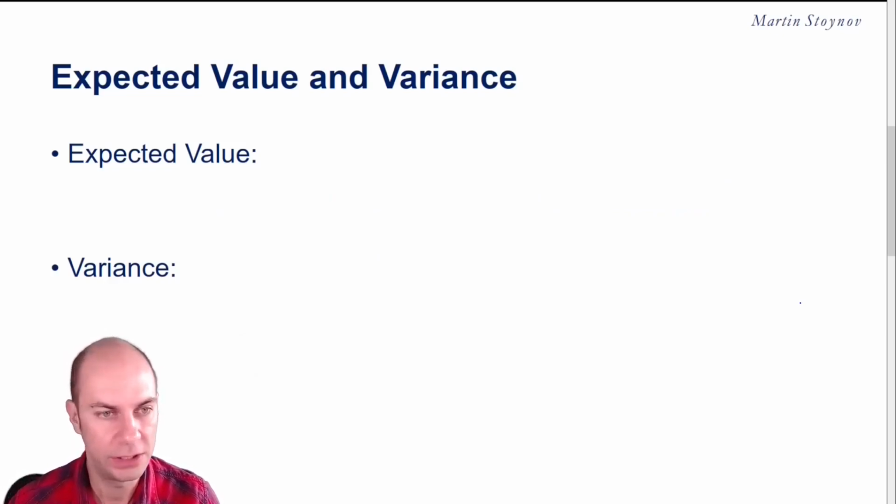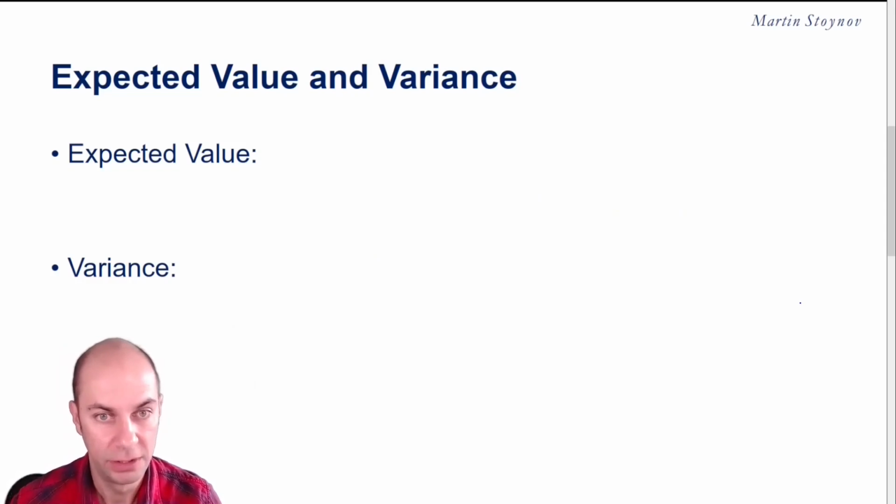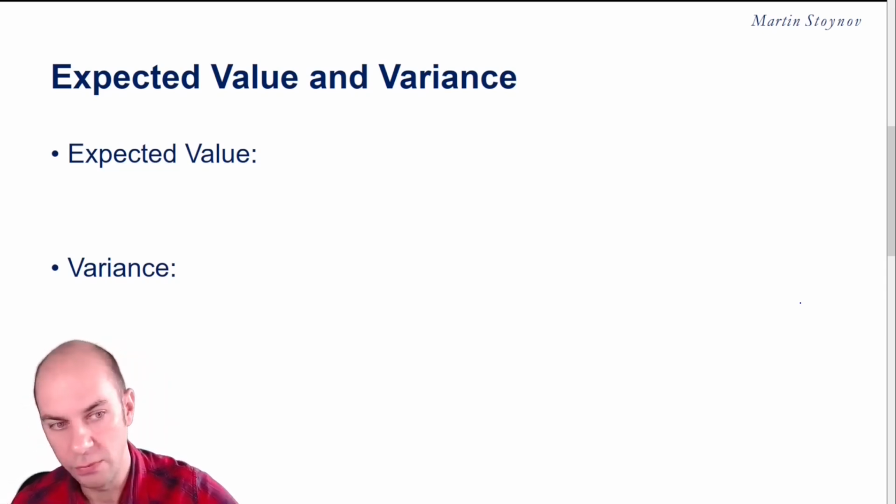The first thing we need to understand is the concept of expected value and variance. Now, of course, we've already talked about the mean, okay? And we have talked about variance and standard deviation. However, we do need to involve probabilities at this point.